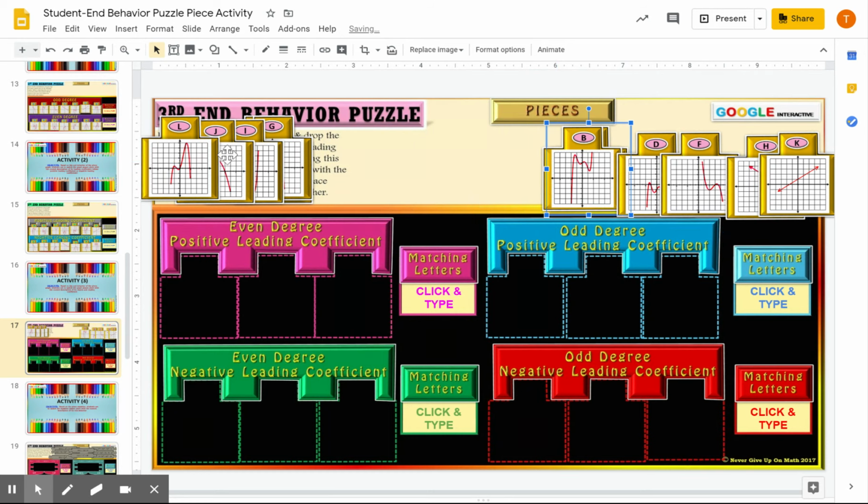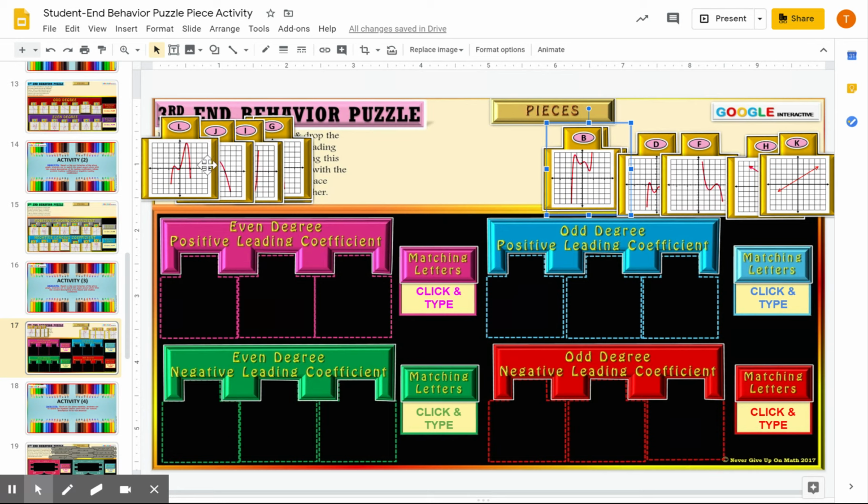So let's start with L now. So now I have them separated between even and odd. So I have my evens on the left and my odds on the right. But now, even though I know these are all even over here, I have to separate it between positive leading coefficient and negative leading coefficient. And if you remember back to the last activity, the way that I do that is by looking at the right side of the graph. If the right side of the graph is headed downward, then it is negative. If it is headed upward, then it is positive.